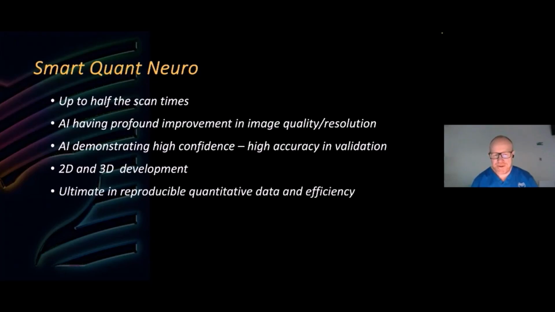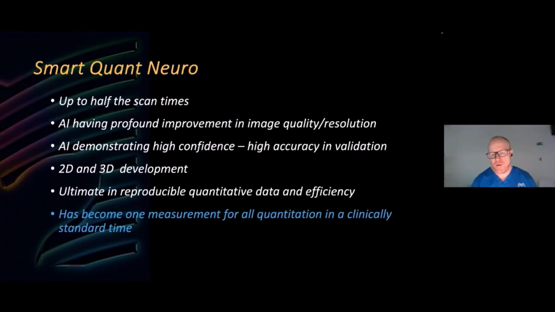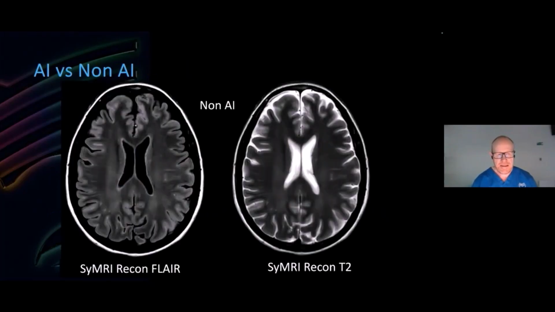It's the ultimate in reproducible quantitative data and efficiency, and has become a one measurement for all quantification in a clinically standard time. And this is where it actually becomes feasible in the clinic. Here we have an example of non-AI. You can see these are quite good quality. You can see the SyMRI recon of the FLAIR and the T2.